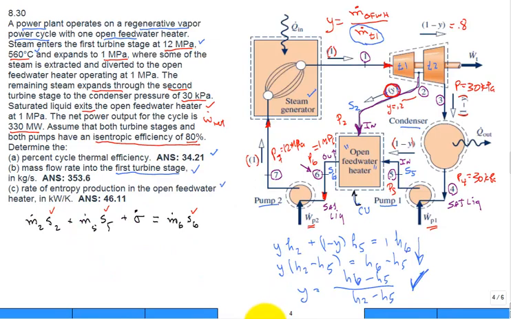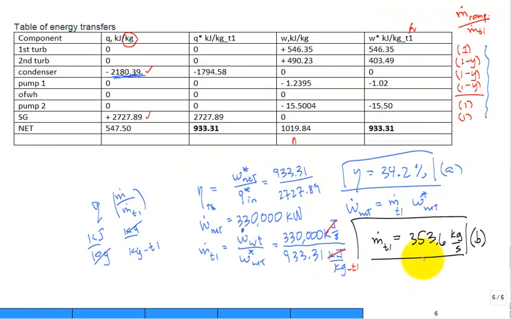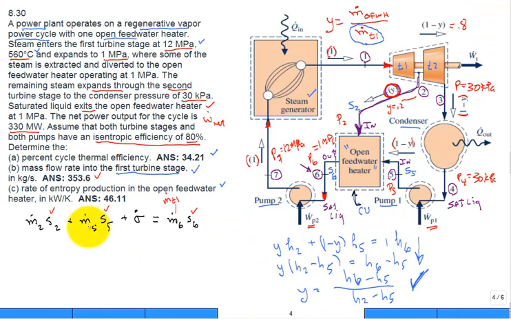All right. How about our mass flow rates? Well, m dot 6 is the same as what went into the first turbine stage. It's 353.6 kilograms per second. I go back over here and take a look. 353.6 kilograms per second. Now, how about our m dot 5? Well, that's just 1 minus y times the 353.6. And likewise, m dot 2 is just y times the 353.6. So it's like done, done, done. Only thing we don't know is sigma dot.